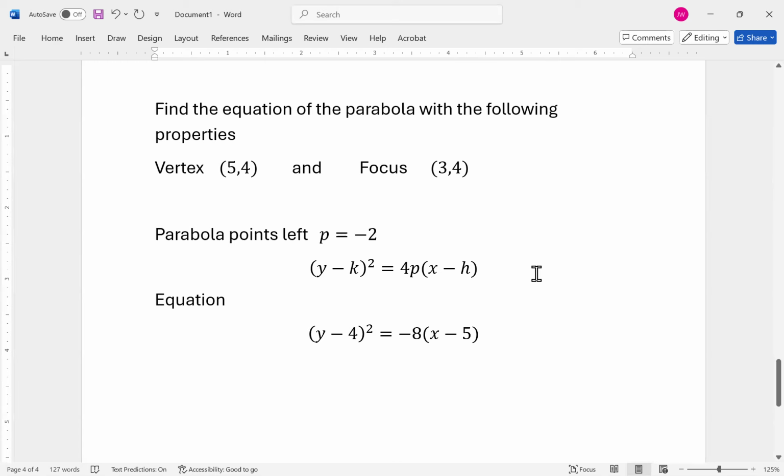So in this case, the parabola points left with p of -2. I know it's going to look like that form. I just plug in the vertex as h, k and plug in the p of -2, and we're done. That's the equation that we're asked to find, the equation of the parabola with these two properties.